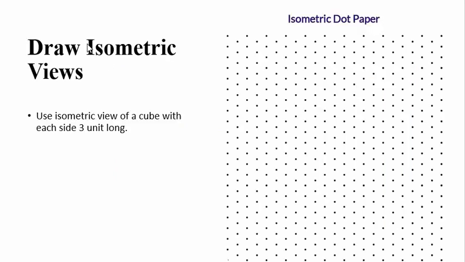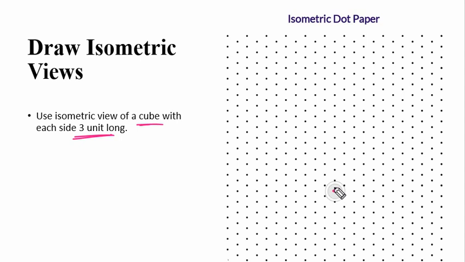First question we have: draw the isometric view of a cube when each side is 3 units long. We will use an isometric dot paper for this. You can download this from Google, type isometric dot paper, and you can practice after that. So isometric dot paper and a cubical shape with all sides 3. You can start from any point.